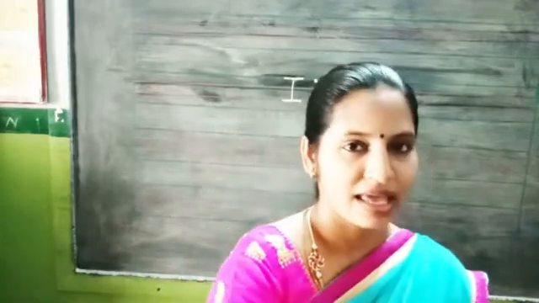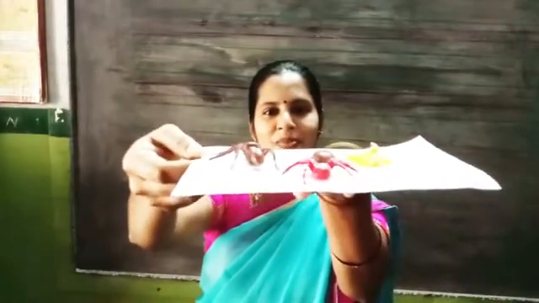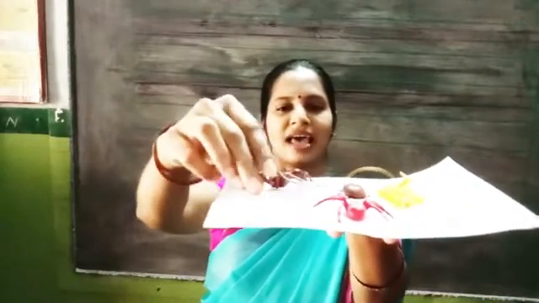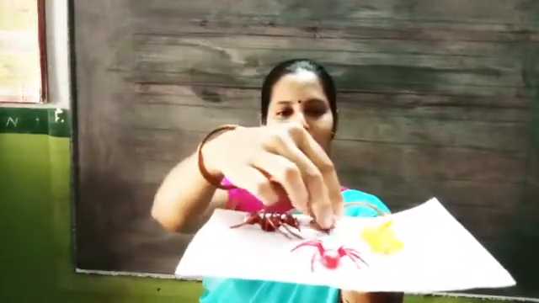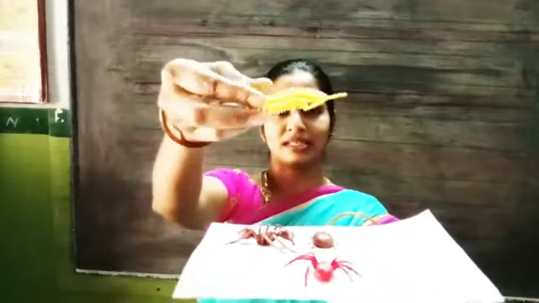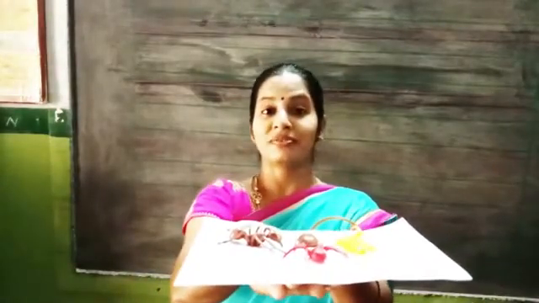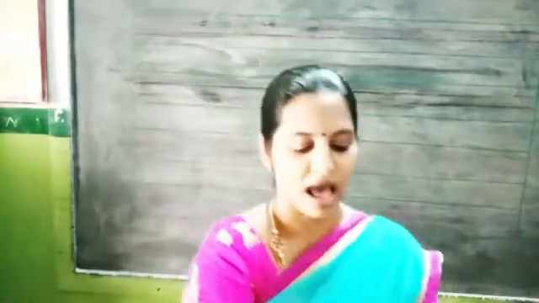I for insect. See, I have some insects here. Can you see, children? I for insect. Ant. Ant is an insect. Beetle. Beetle is an insect. Centipede. Centipede is an insect. And spider. Have you seen a spider at your home? So these are all insects, and many more like cockroach and the grasshopper, and butterfly. All these are insects. I for insect.